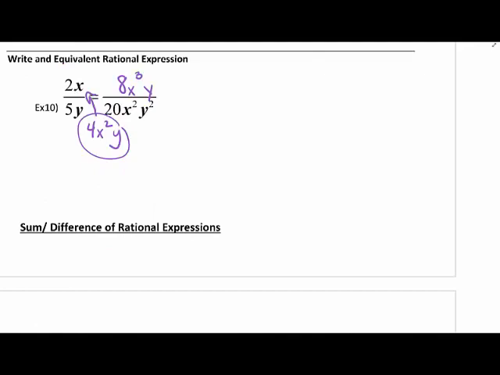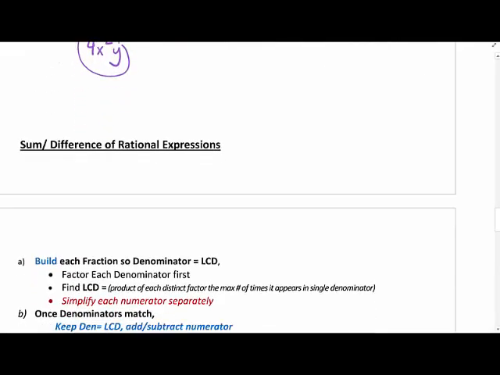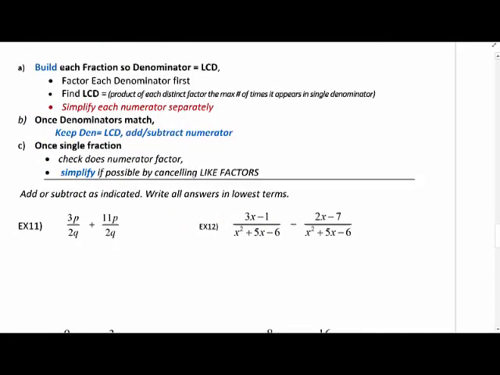So remember, we're going to now go to sums and differences. We're going to use the ideas we just talked about. So reminder, and this is actually more in-depth direction. I had given you the 3 steps above, but this is where I want to, again, just go a little bit more into detail. First step, we're building the denominators to match. We are only looking at the denominators, so we're going to factor every denominator, find the LCD. Again, I've written out what that is defined to be. I really strongly recommend you simplify separately first before you try to combine them. Second step, once the denominators match, we're going to keep the denominator.